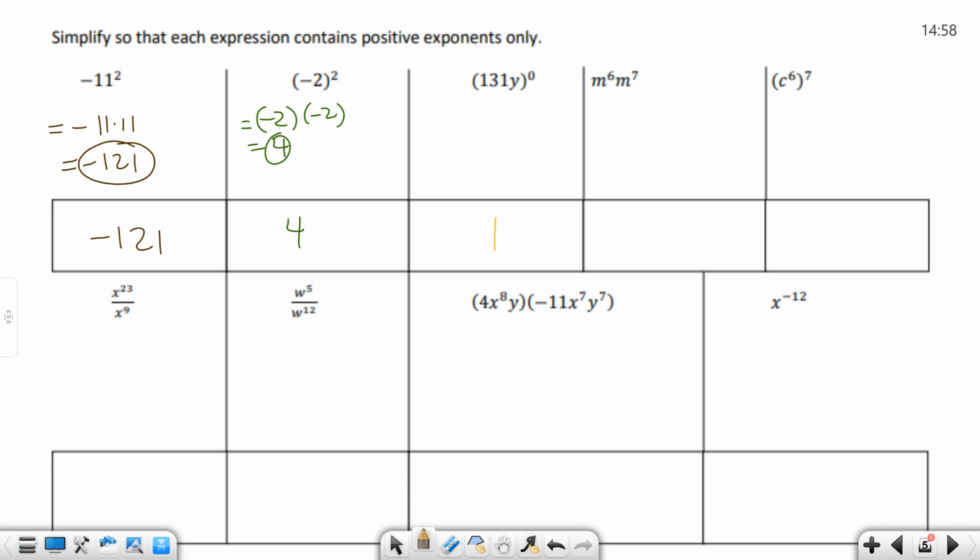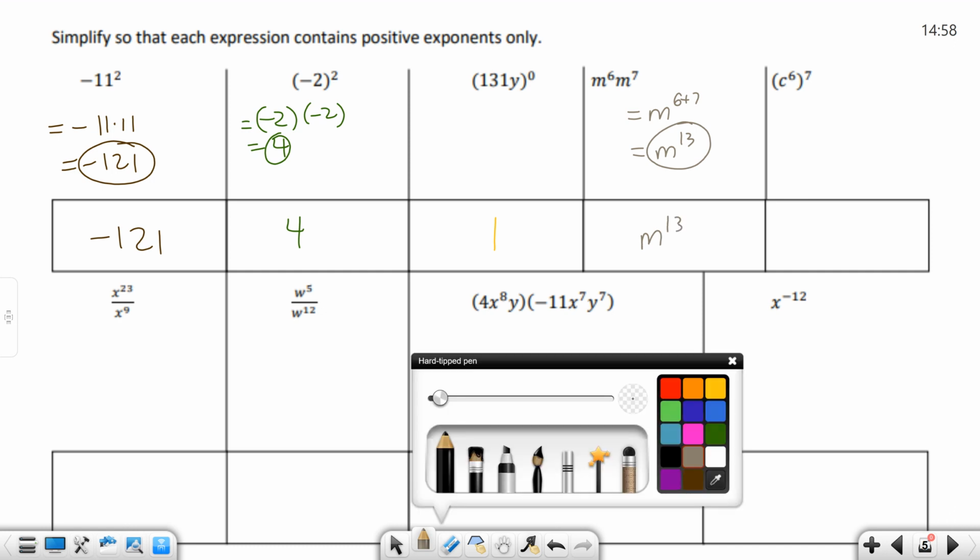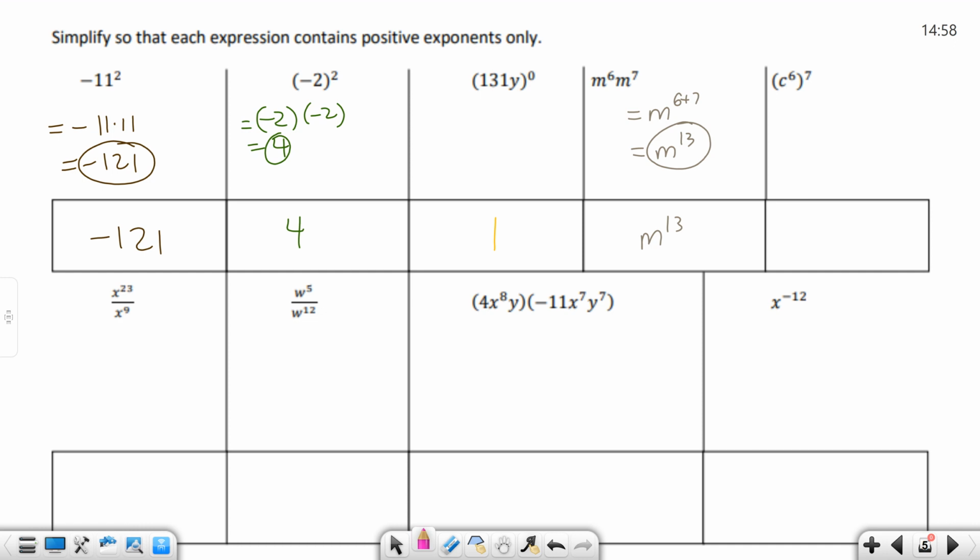I'm going to show a step here, even though many of y'all will skip it. M to the what? Each M has its own power. So that's when I add exponents. M to the 6 plus 7 is M to the 13th. And then over here, C to the 6th to the 7th. Here it is 1 C and 2 powers. That means we're going to multiply those exponents. C to the 6 times 7 is C to the 42nd power.